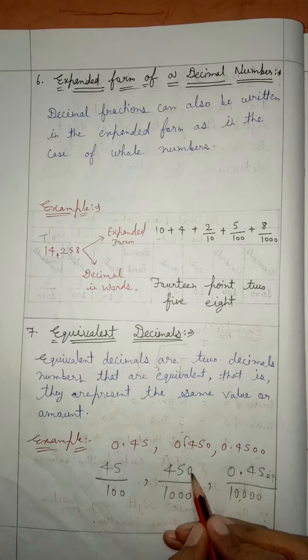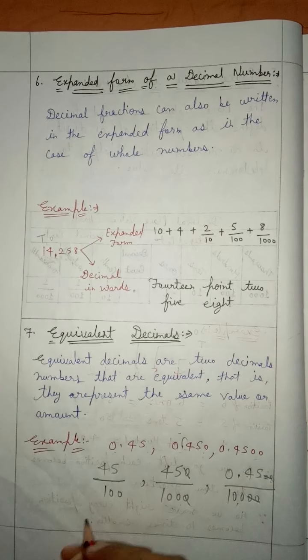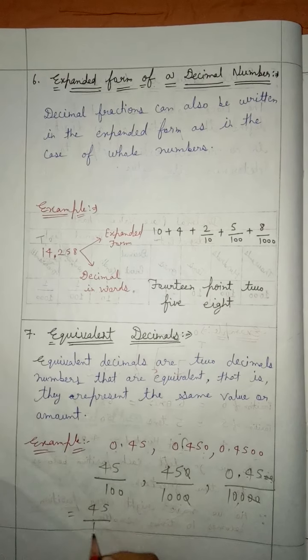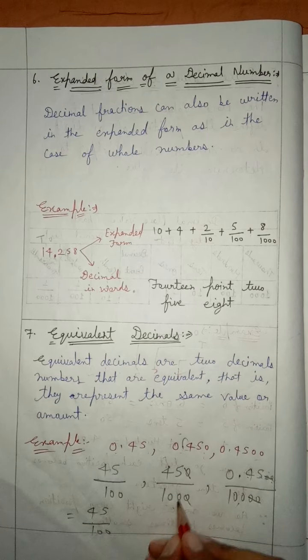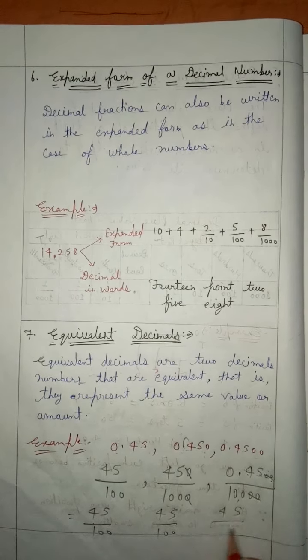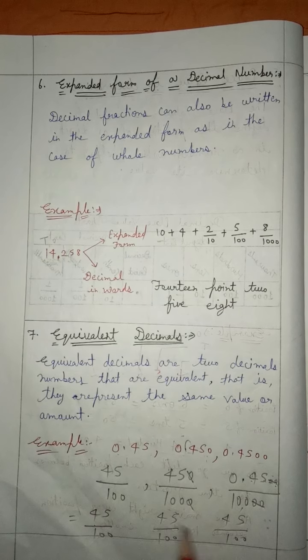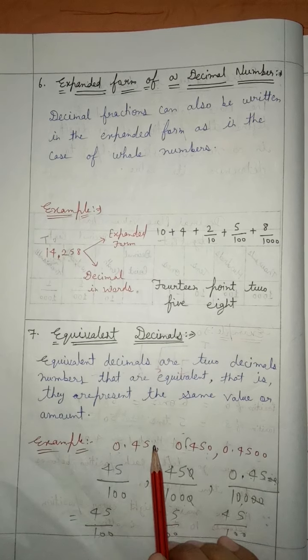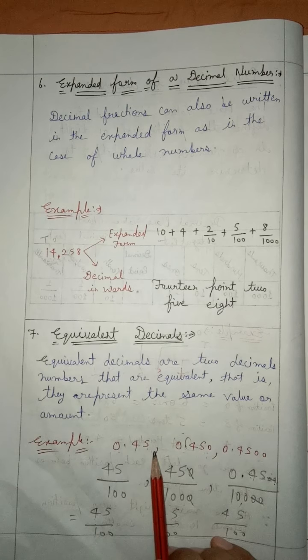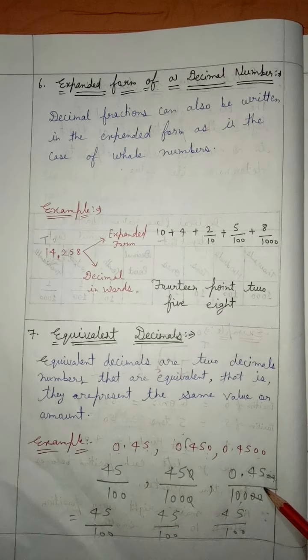How can we know? Cancel it, 0 to 0, and here 0 to 0. What will be the value? 45 by 100, and here also 45 by 100, and here 45 by 100. These all are equivalent fractions. If we add zeros after the decimal to the right side, there will be no change in the given number.